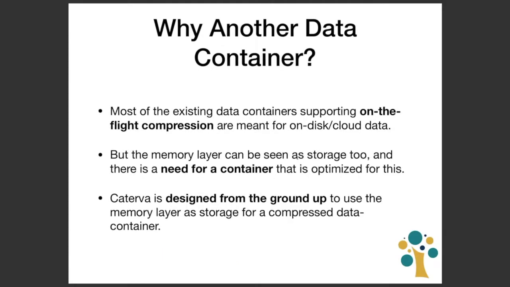So why another data container? Well, truth is that most of the existing data containers supporting on-the-fly compression are meant for on-disk and cloud data. But we had special needs, and for me, the memory layer can also be seen as a storage tool. And in my opinion, there is a strong need for a container that is optimized for the memory layer, or layers that are very fast, like extremely fast solid-state disks, for example. So Caterva is designed from the ground up to use the memory layer as a storage for a compressed data container.